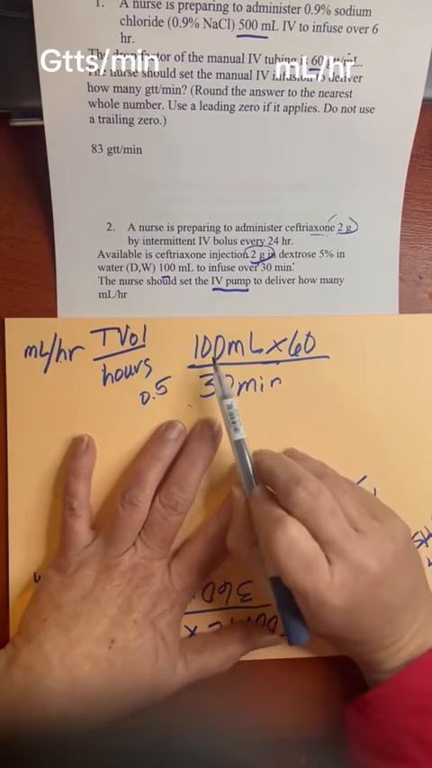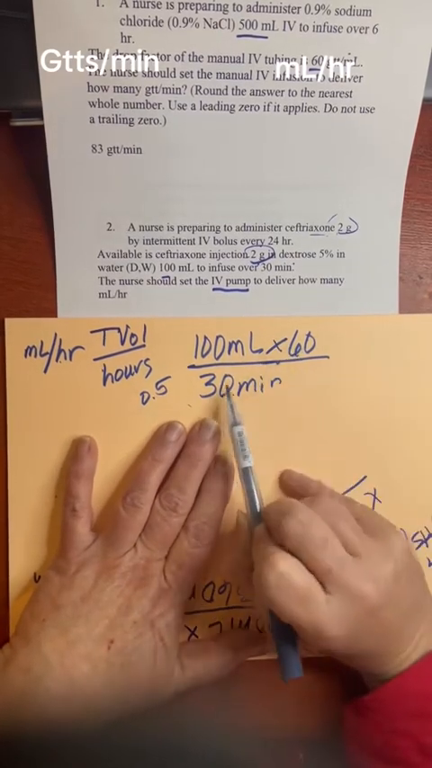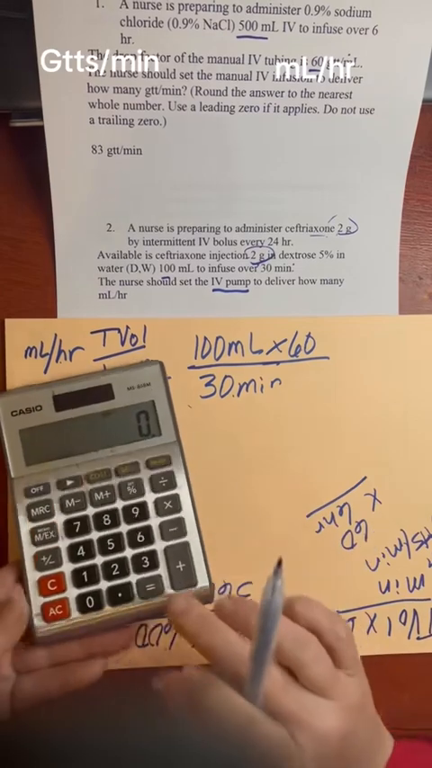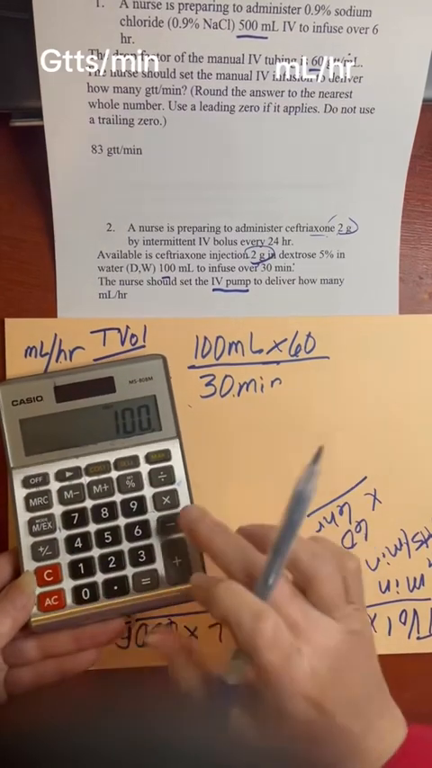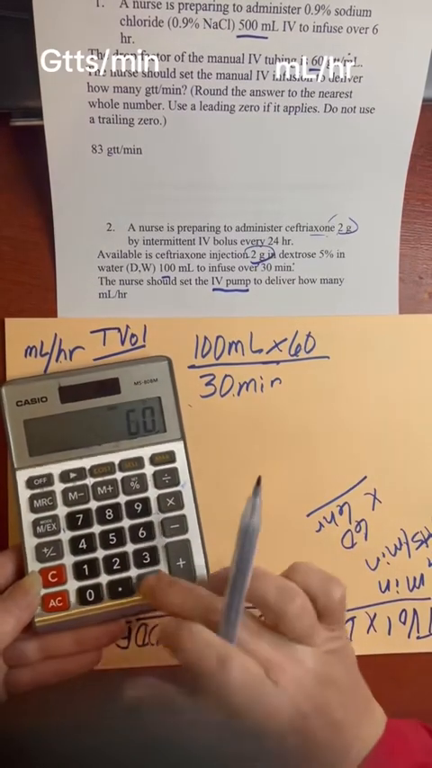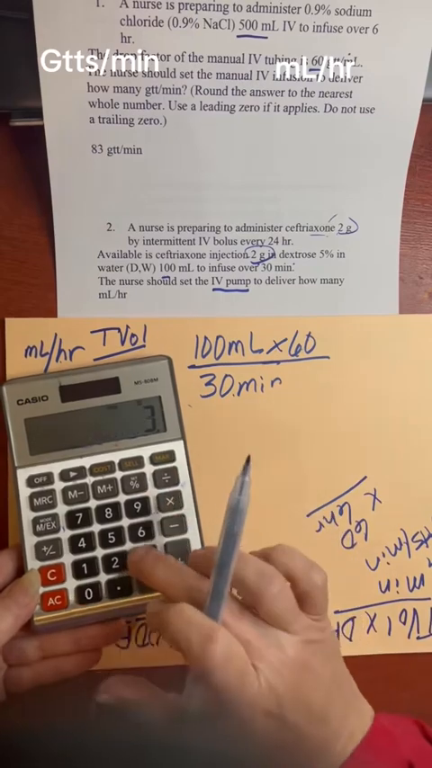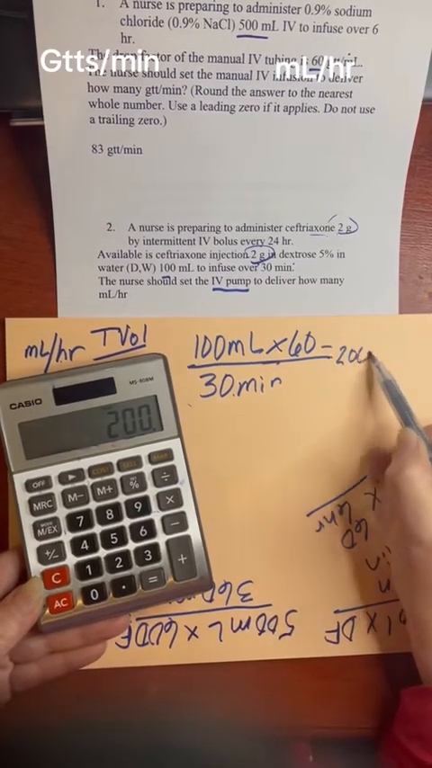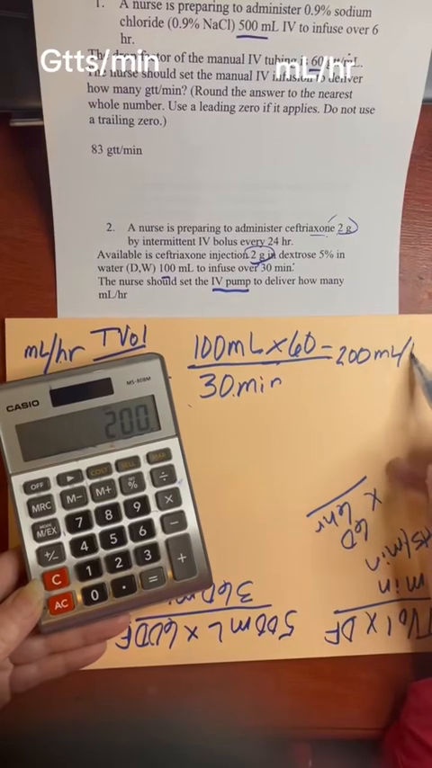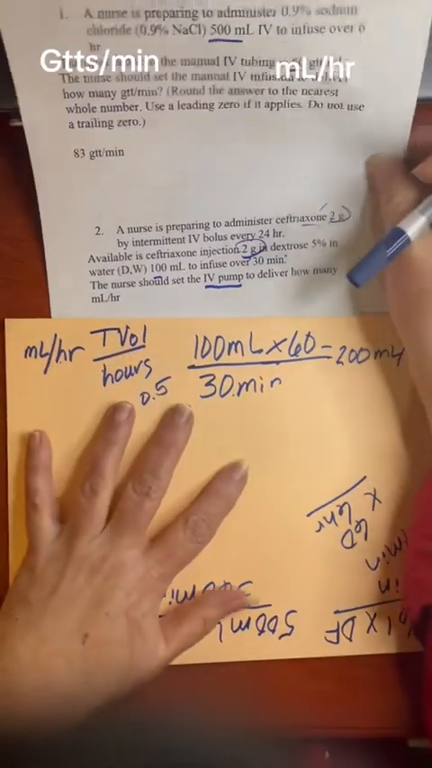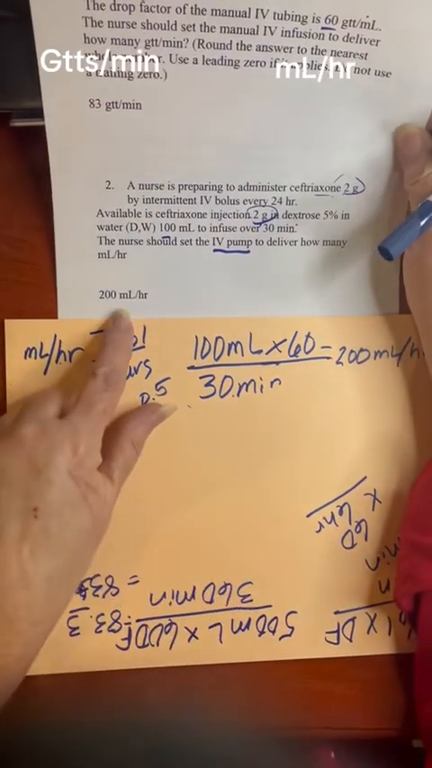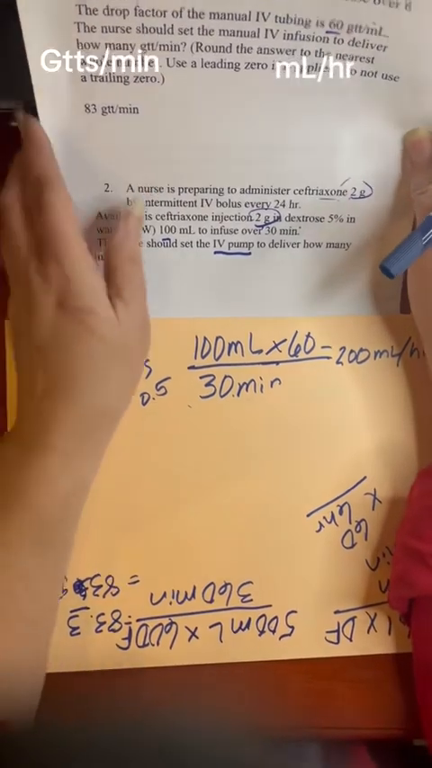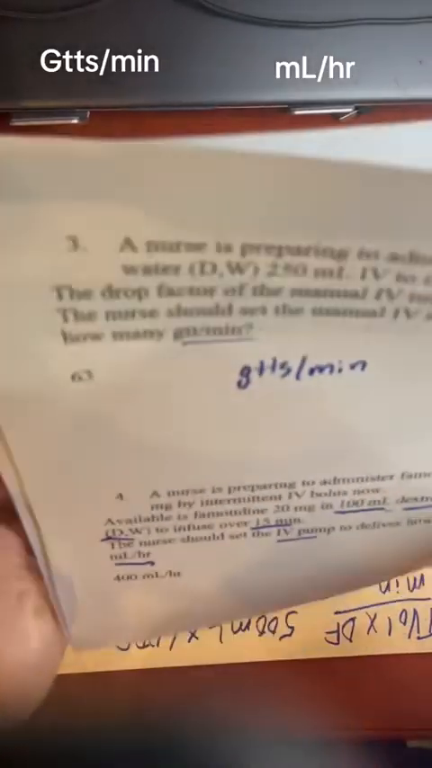Okay? And then we're going to do the math. That times that divided by that. Here we go. You ready? Are you nervous? Times 60 equals, divided by 30 equals, it will be 200 milliliters per hour. Look, sure enough is 200 milliliters per hour. Boom. We saved another one.